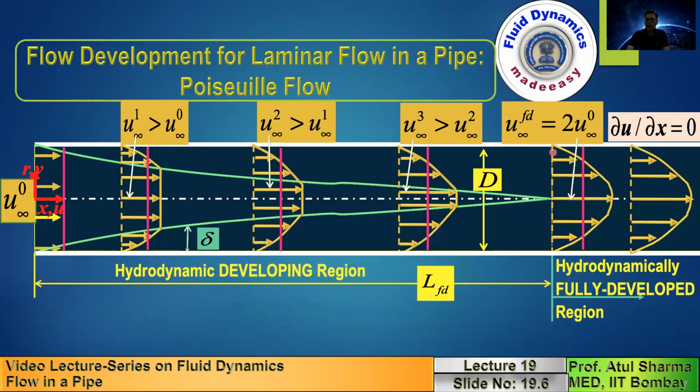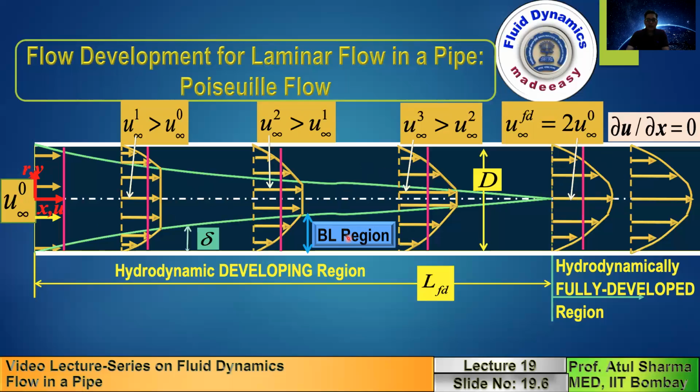So by volume conservation for an incompressible flow, if you take the integral of this velocity profile, it will be equal to u infinity naught into pi d square by 4. If you take the integral of u 2 pi r dr from 0 to R, if you integrate this parabolic velocity profile, it will be equal to u infinity naught into pi d square by 4.